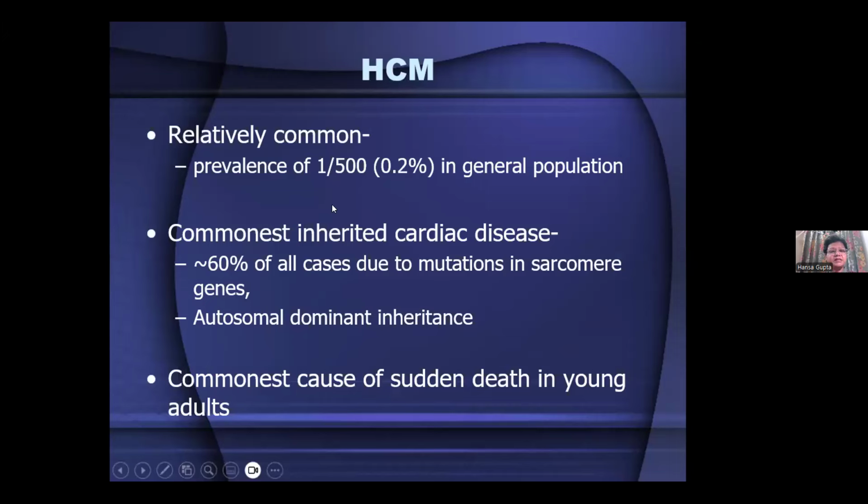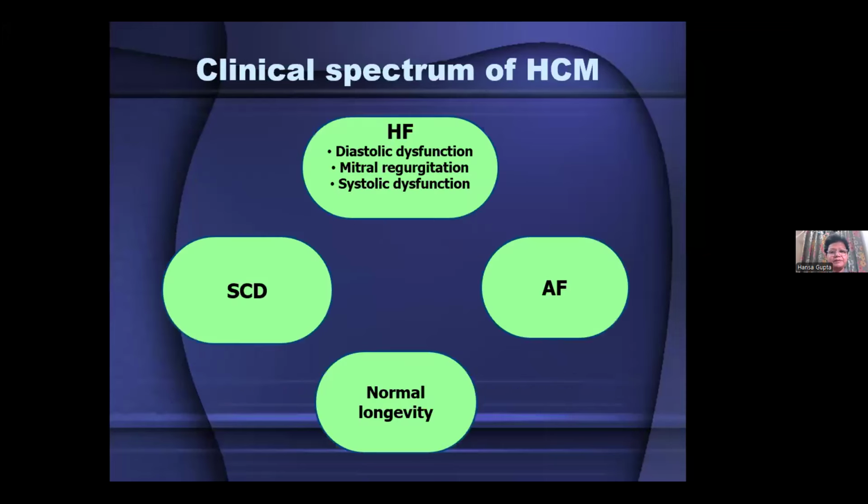general population. This is an inherited disease responsible for sudden cardiac death in young adults. It's autosomal dominant, and at least 11 gene mutations in the sarcomere have been identified, so genetic testing is important. I'll tell you how to do a family screening, which you all must know, because whenever an HCM is detected, the family members need to undergo echo testing as well as genetic testing. At what age? I've made a slide, I'll show you later. So what is the clinical spectrum of hypertrophic cardiomyopathy? It may present as heart failure, sudden cardiac death, atrial fibrillation, or may have a normal longevity.